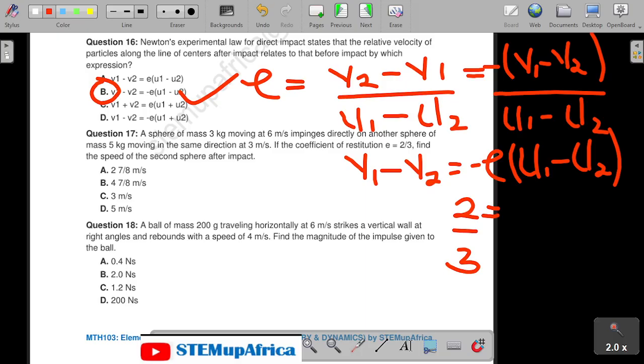minus v1. What's our v2 now? We don't know that, so we need to find v2. They gave us v1 and so I don't know what's v2. My v1 is 3. Then my u1 is... okay, hold on.